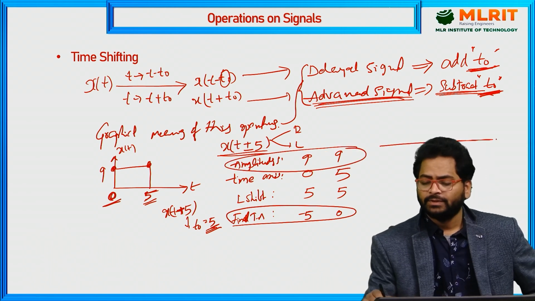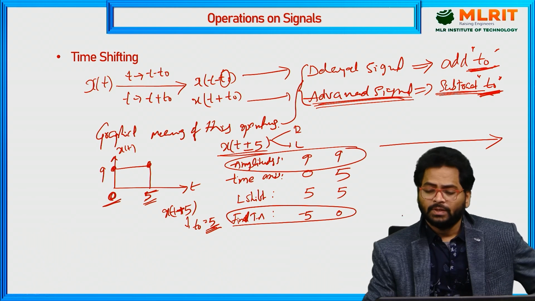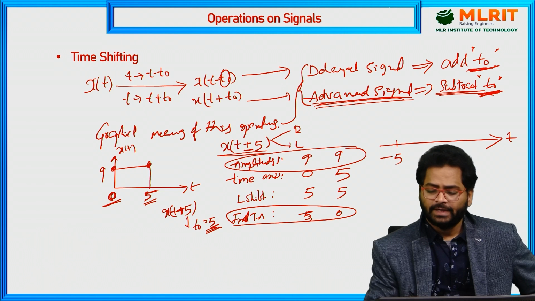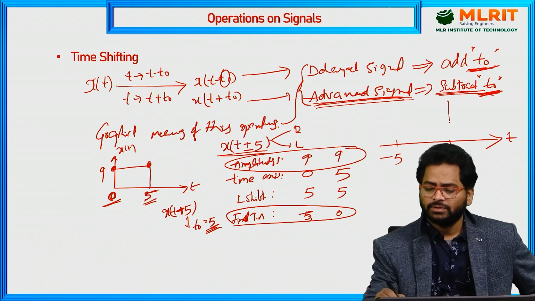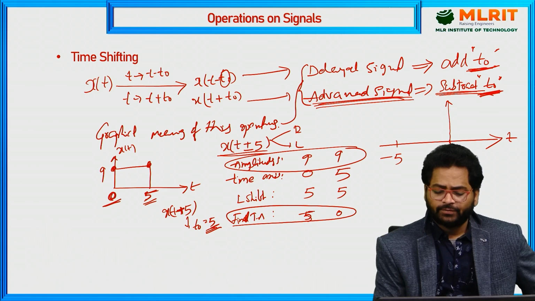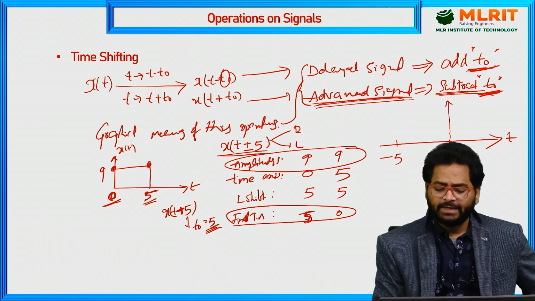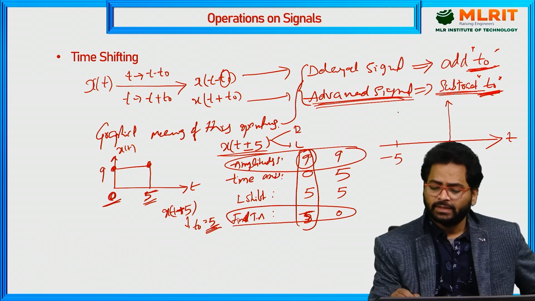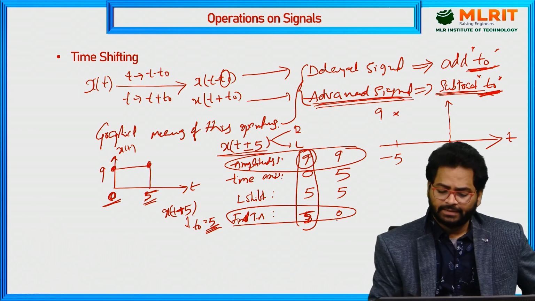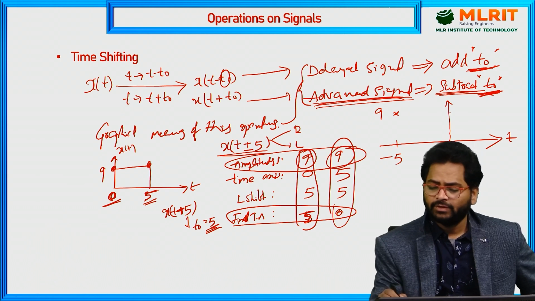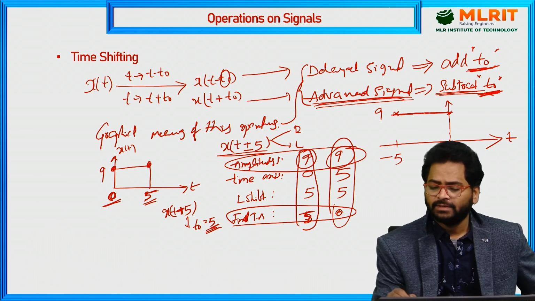Now look here, just check the time axis. What time axis values will we have? This value is minus 5 and this is 0. Now this is the 0 location. So look here carefully. This is minus 5 time and its corresponding amplitude is 9. So I will take this point as 9. And this is 0 and its corresponding amplitude is 9. That means this is the signal.